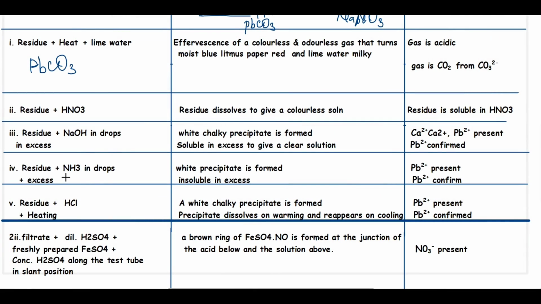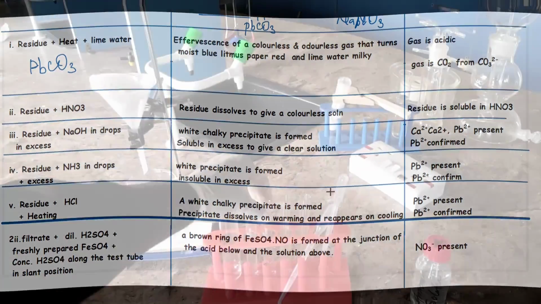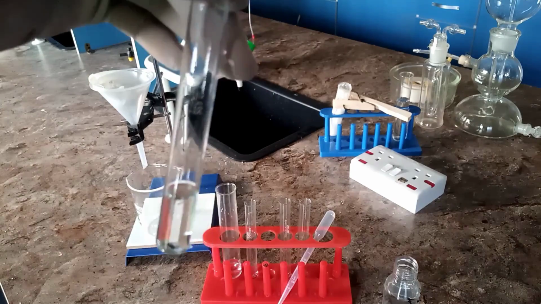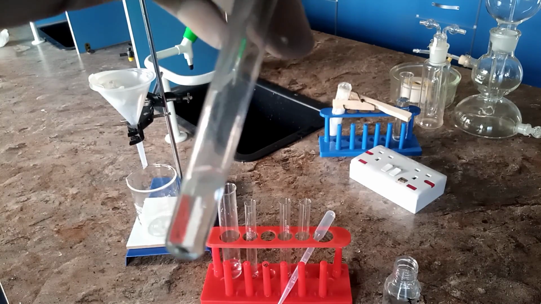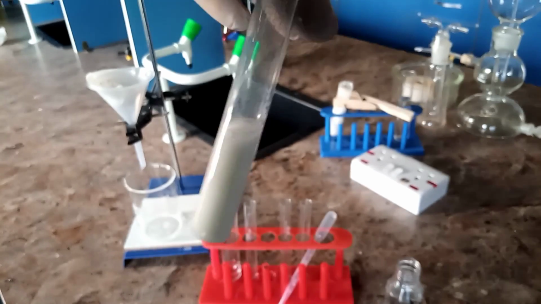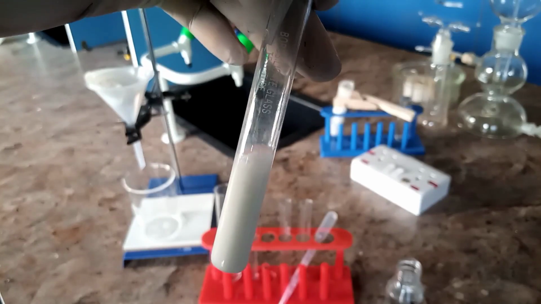So the residue plus ammonia in drops also gives a white precipitate, which is lead present, and in excess it is insoluble in excess, which confirms the presence of lead. So here it is. Adding ammonia in drops gives you a white precipitate. In excess it is insoluble, as you can see from the video.